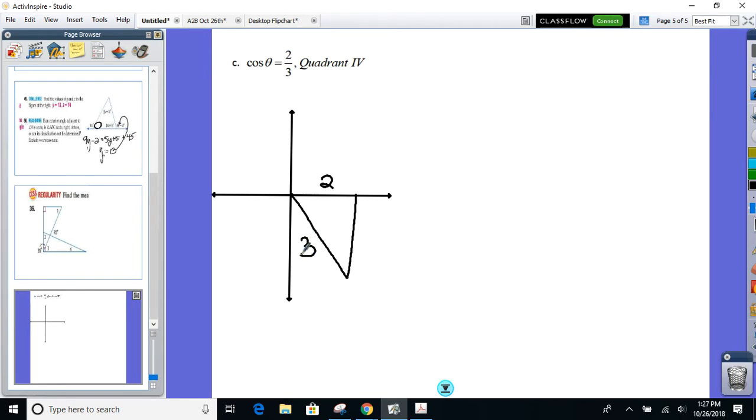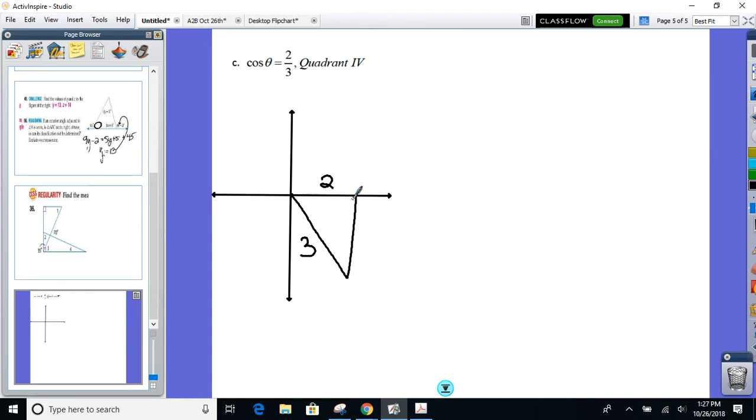Do any of these need to be negative? Well, hypotenuse length is never negative. Okay, only the 2 legs. This 2, should I make it negative? Nope. Okay.